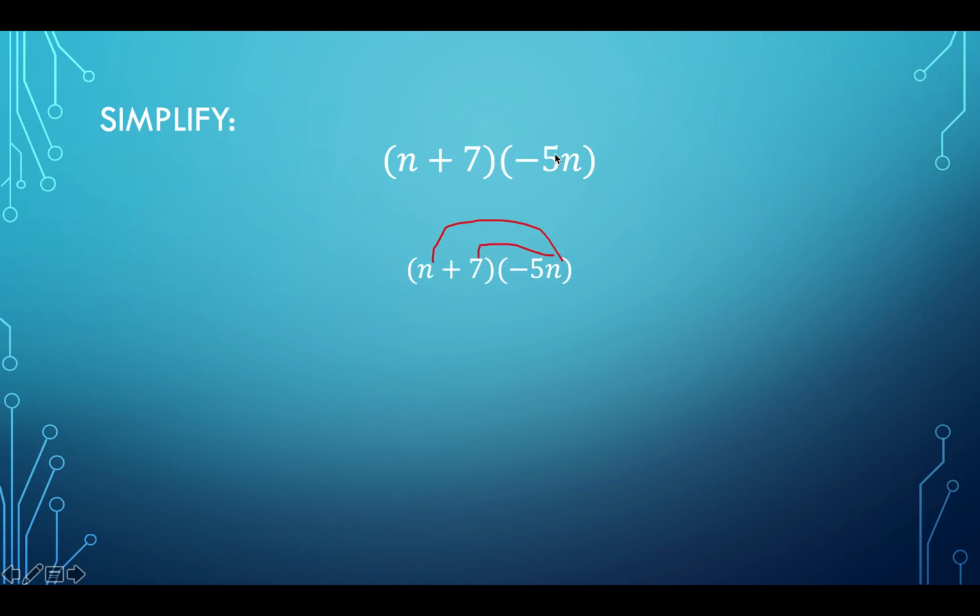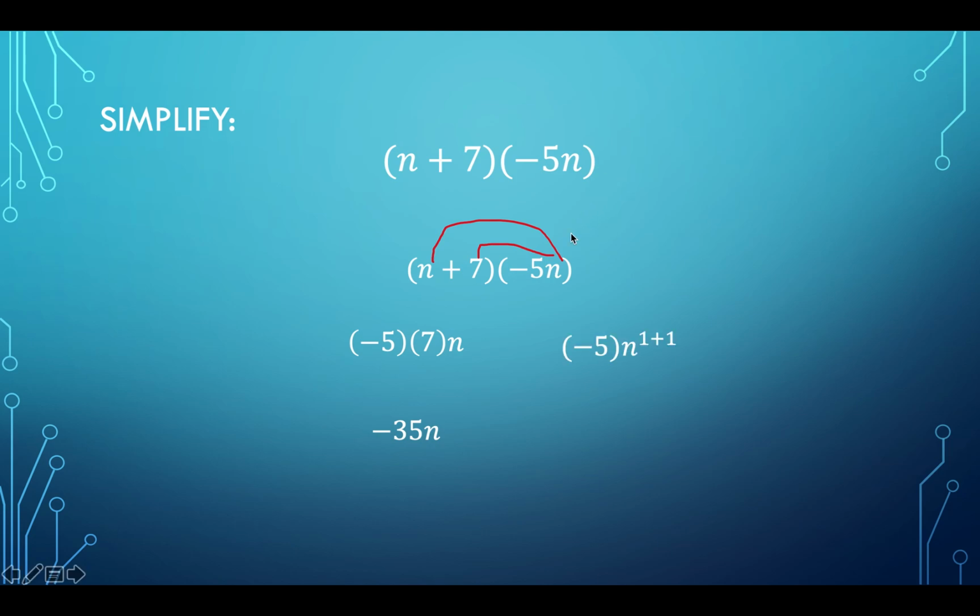So all we got to do now is distribute backwards instead of distributing to the right. Now we're going to go back to the left. So it's going to be negative 5n times 7 and negative 5n times n. Negative 5n times 7. So negative 5 times 7 gives me negative 35. And then we just rewrite that n. So we're left with negative 35n.